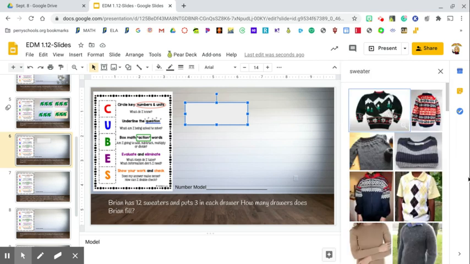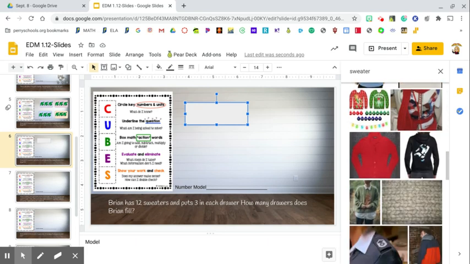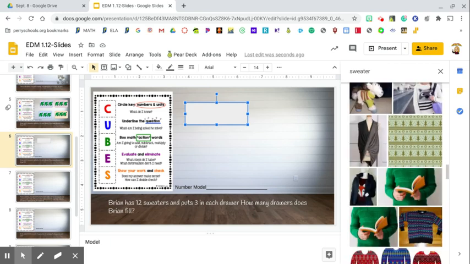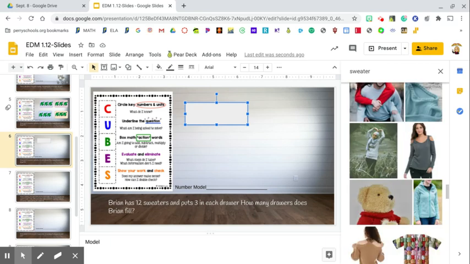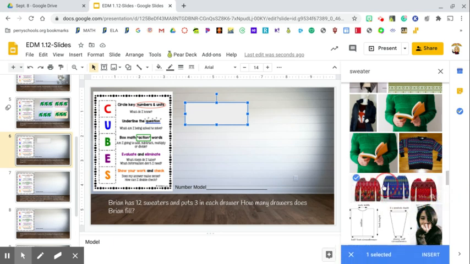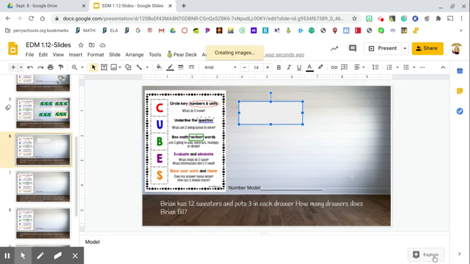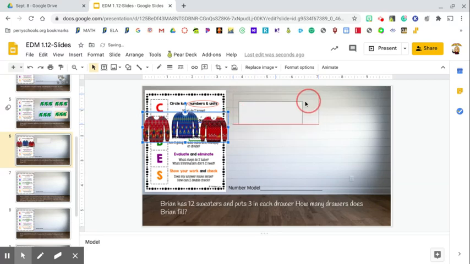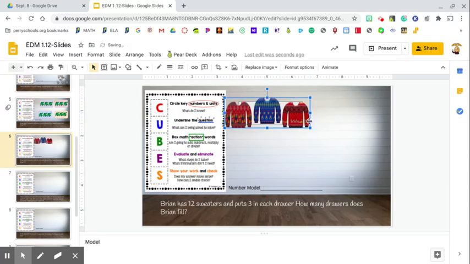And I can pick any sweater that I want. It doesn't matter what you pick. I think I just want a single sweater. Oh, you know what would be kind of cool? Since he was putting them in 3 drawers, I can take this one. So I click on it, and then I'm going to hit insert. And then that way, I don't have to add a whole bunch of them. So he has 3 very lovely Christmas sweaters in his first drawer. And I'm going to shrink it down just a little bit so that it fits in my drawer.